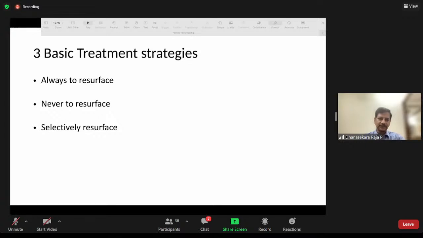I started with never to resurface. Once we were using the PFC Sigma old PFC design, where there were a lot of patellofemoral problems. And then after my training with Ranawat, I went into fully resurfacing. I resurfaced every patella. Now I do selective resurfacing because the newer prosthetic designs are more patella friendly.